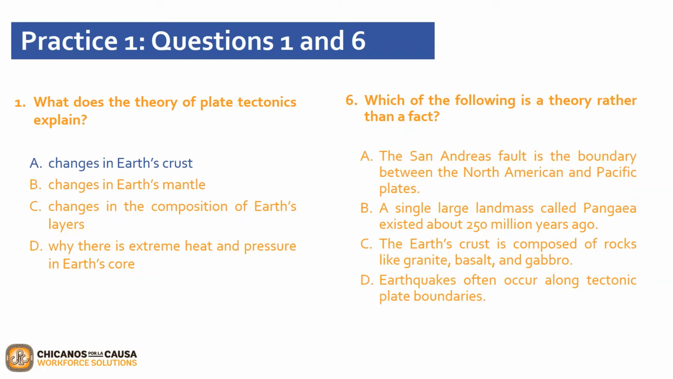So we already know for a fact that A, C, and D are correct, and they are actually facts because you can definitely prove them. However, with option B, we can't really prove that Pangaea actually existed about 250 million years ago. This is just a theory that scientists have based on what they know today. Therefore, the answer is B.